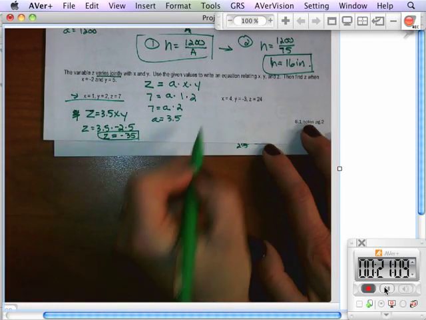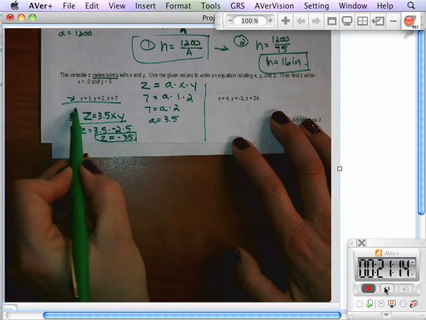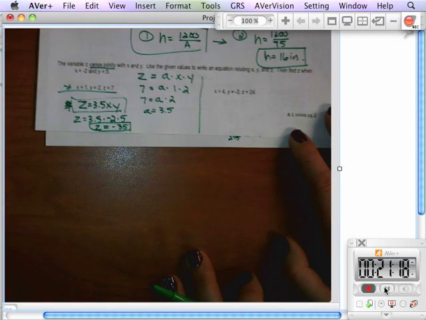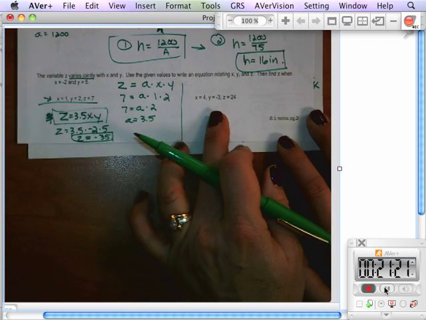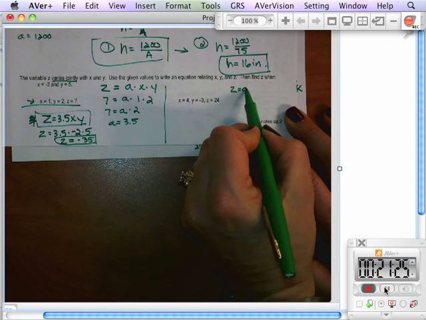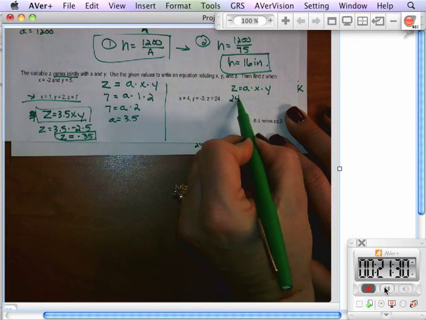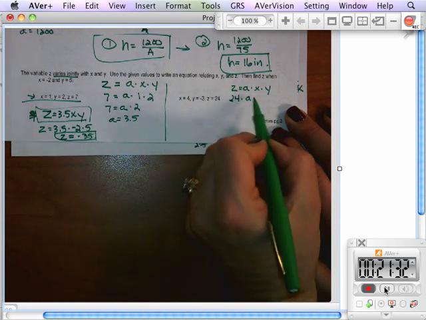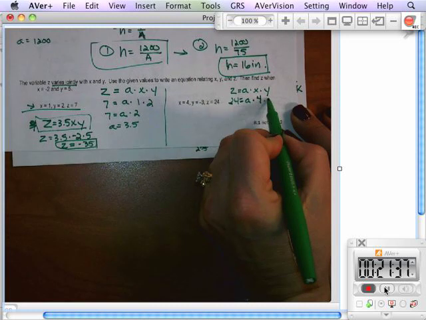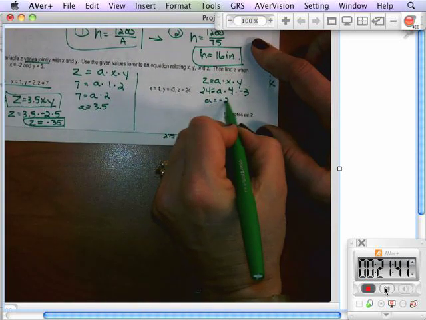Okay, so that's the first one. Here's the equation, and here's the value of z given the x and y. So here again, we have to find a. In order to write the equation, we have to find a. So I'm going to use this. I got to find a. They gave me that z is 24. X is 4, and y is -3. I can see that a is going to be -2.